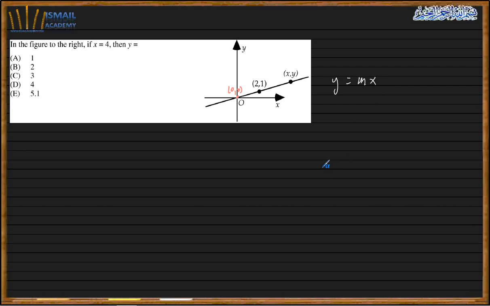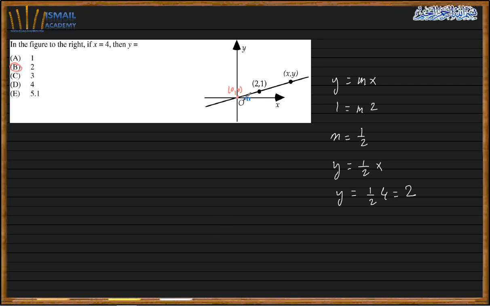So if this is directly proportional, as you see here, when x equals 2, y equals 1. So when we have 1 here, x is equal to 2, which means the slope is half. So my equation is y equals half x. Now if x equals 4, y will be equal to half of 4, which is 2. And b is my choice.